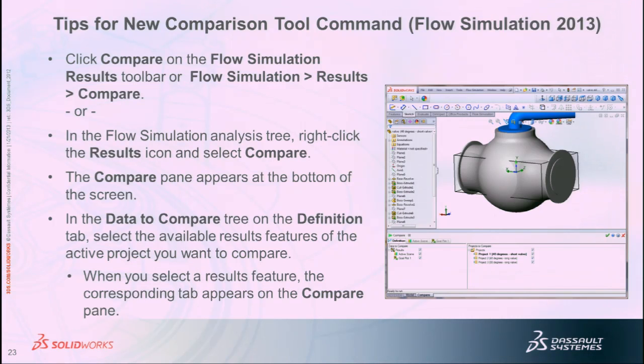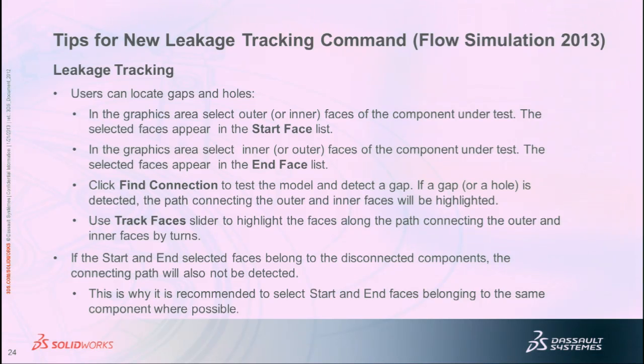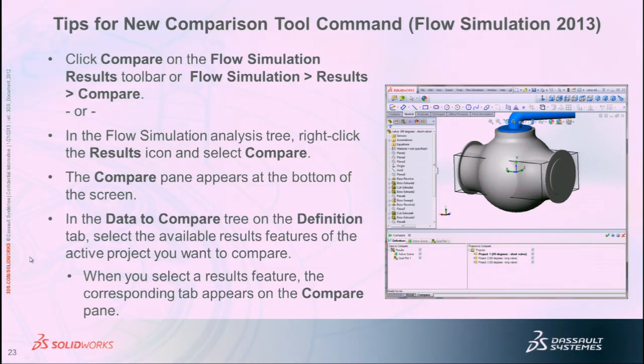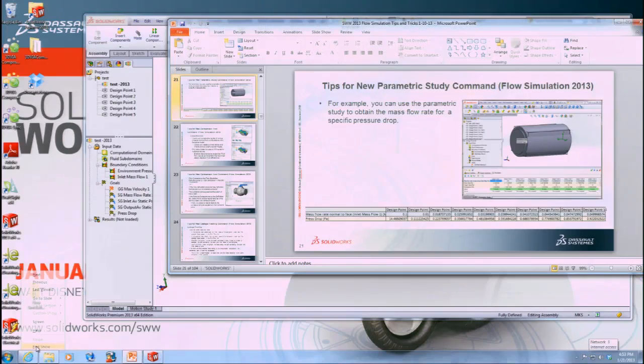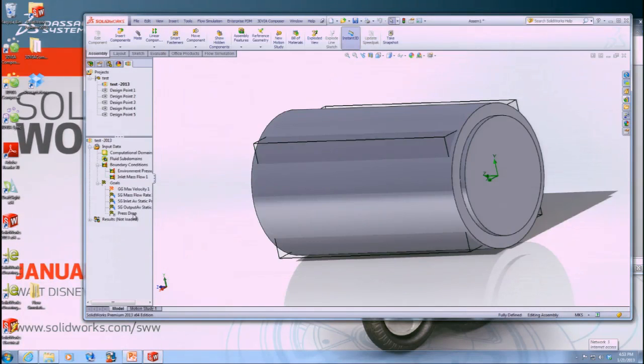Again, this is in the Flow Simulation results. If you go to the Flow Simulation drop-down menu, it's under Results and Compare. You select Compare, or you can right-click on Results in the FeatureManager tree. Let me just show you a quick demonstration of that.